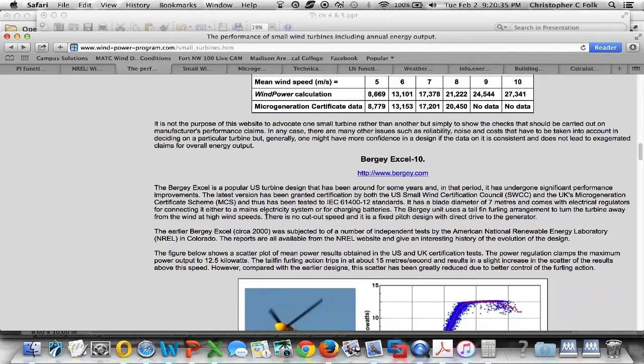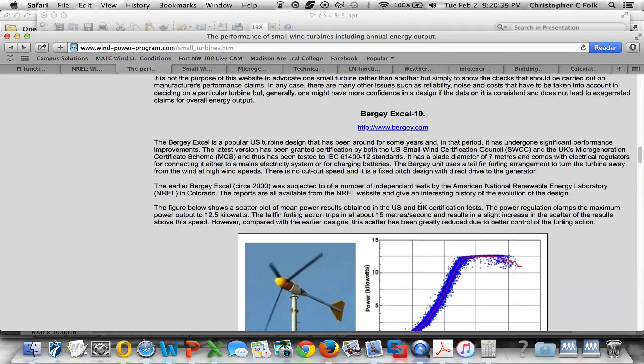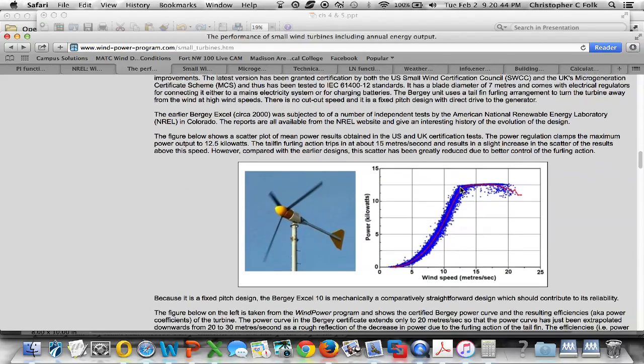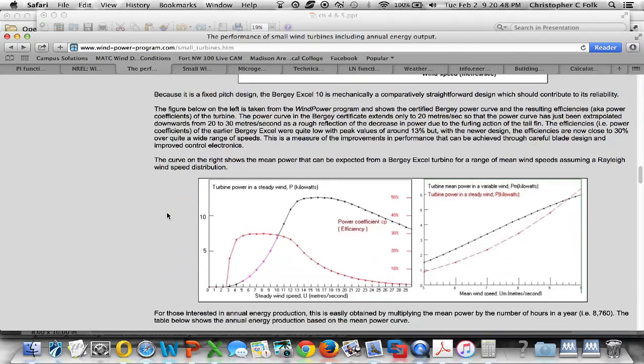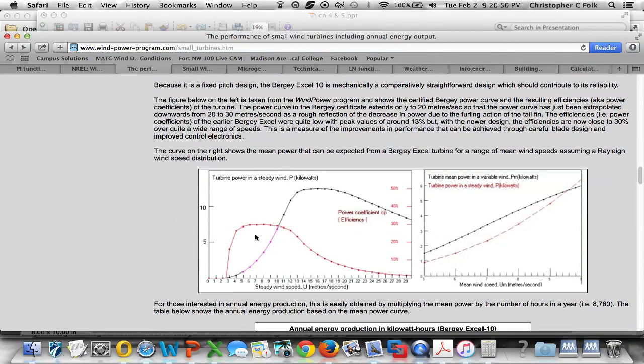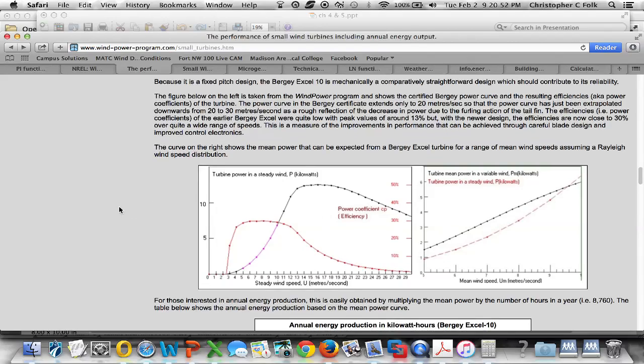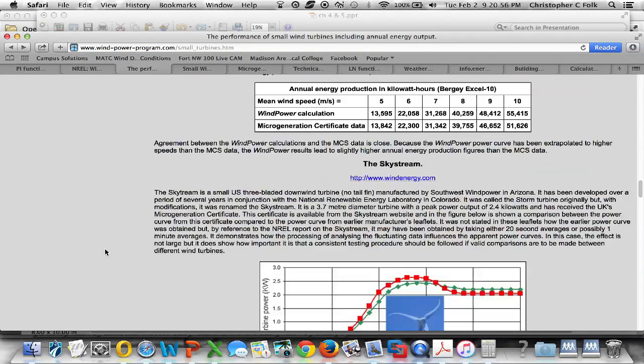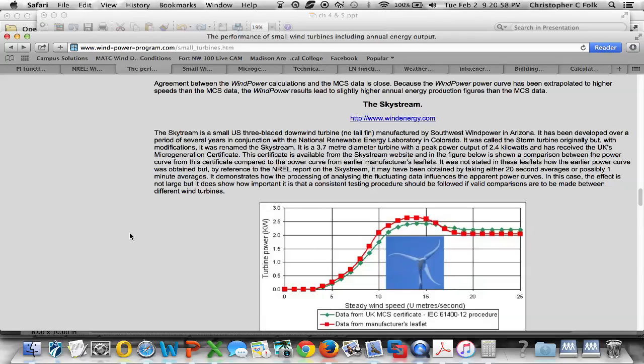The Bergey XL is a very popular U.S. turbine that's been around for a long time. It performs much better. So it also has a very nice power curve. And you'll notice the shape of this is much different than the one we saw in the Evans machine. Very well performing machines. Skystream as well. We can see the data on this.